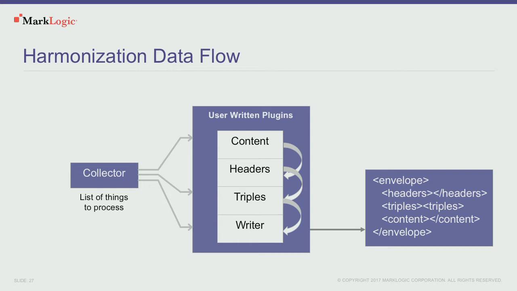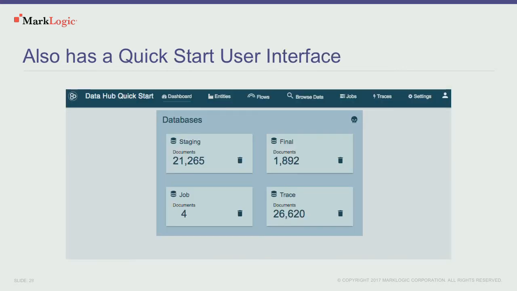Now, it can do more than that. It's a piece of code. You can do what you want, but by default, it writes it into MarkLogic. So if you want to send it off to the cloud, or put it on a JMS queue, you can do all of that from within the writer. And then, of course, there's the example of the envelope coming out.